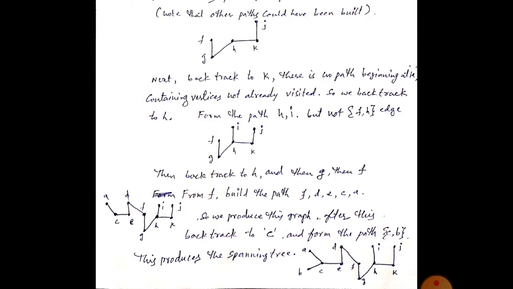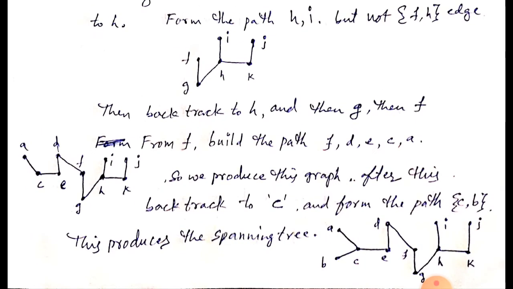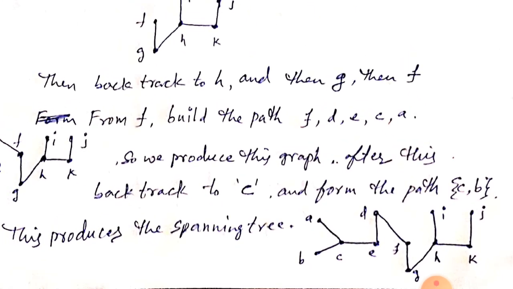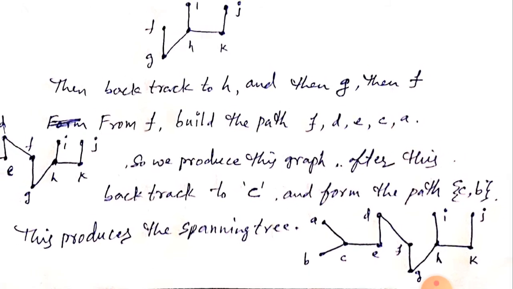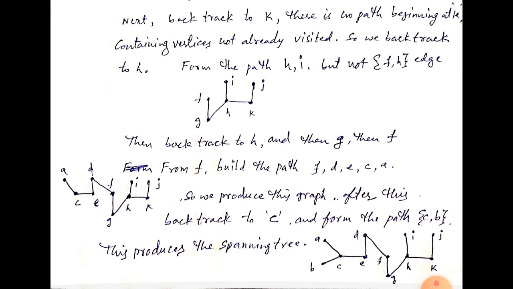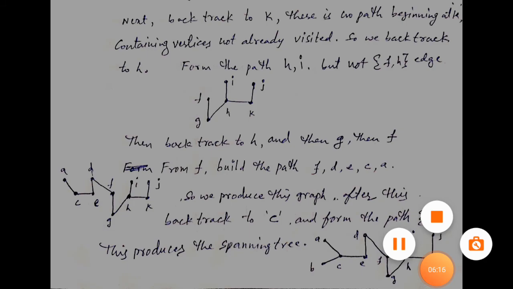Now observe, in this spanning tree we have visited all the vertices. Spanning tree means we have to visit all the vertices, and there should be a unique path. This produces the spanning tree for the given graph using depth first search. Thank you. You can check with another example like this. Thank you.